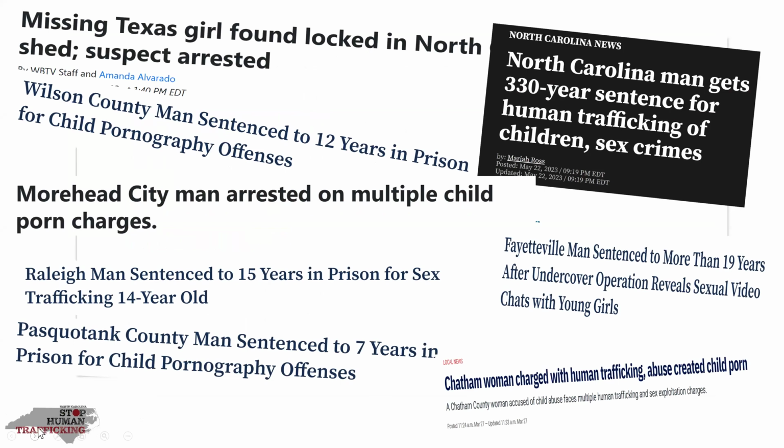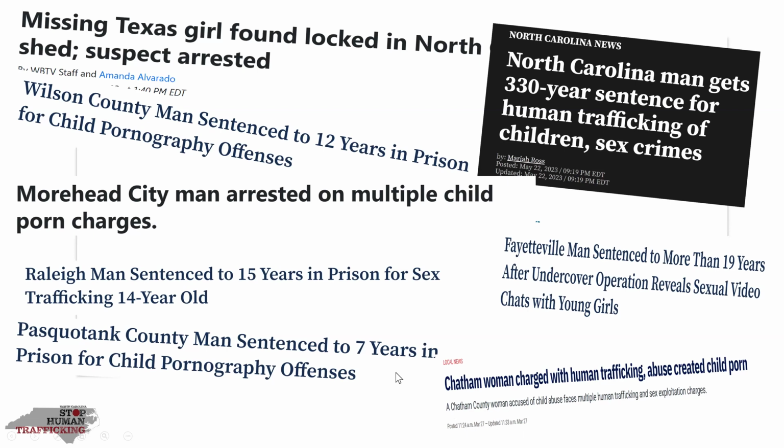And as we talk about child sex trafficking, these are all the cases of child sexual exploitation. These are just headlines of child sexual exploitation in the state of North Carolina, right? Wilton man sentenced to 12 years in prison for child pornography offenses. We're going to talk about child sexual abuse material in a little bit. North Carolina man gets 330-year sentence for human trafficking of children. That was in May of 2023. Chatham woman charged with human trafficking, abuse, created child porn. That was also in 2023.